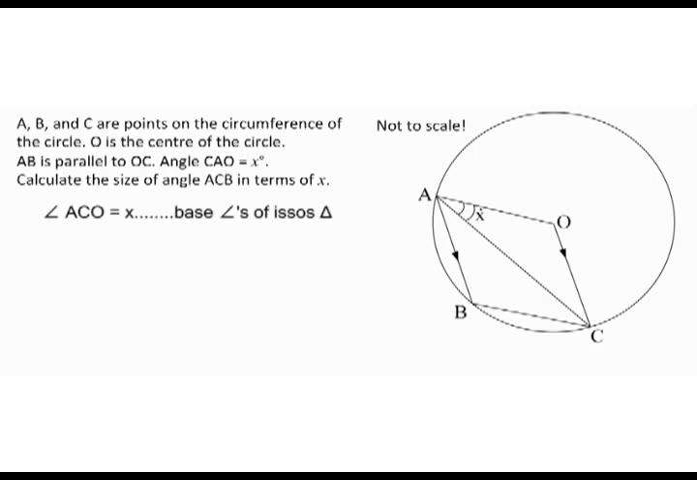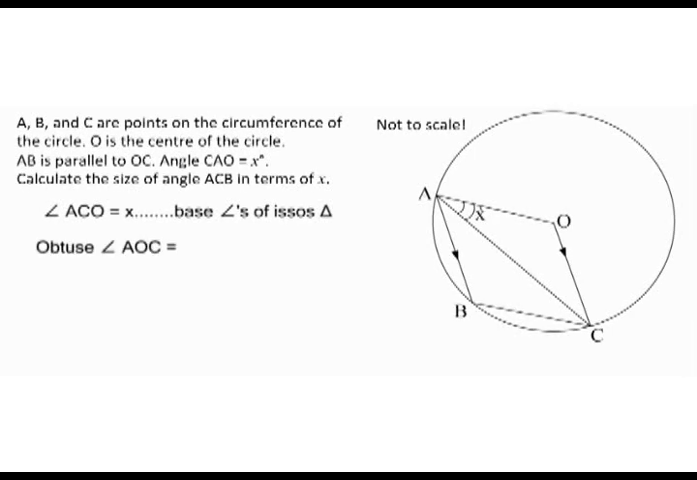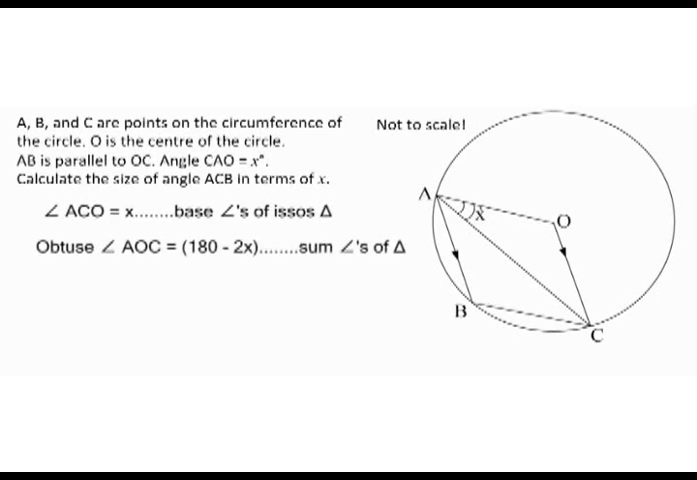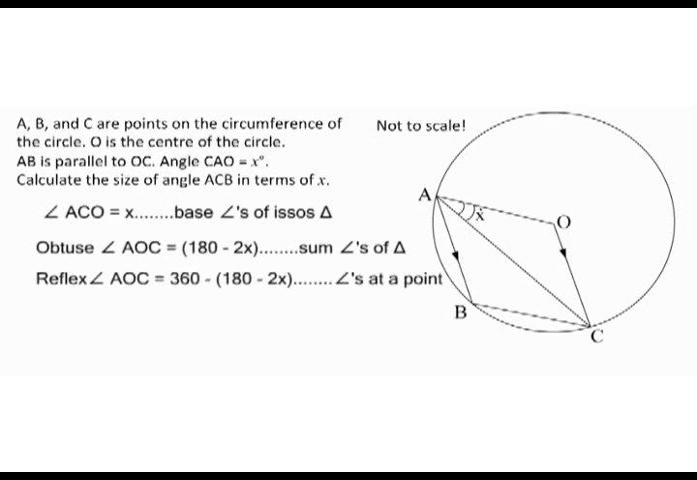Again, AOC is a triangle and the sum of interior angles add up to 180 degrees. We already have x and another x. So what is remaining is 180 minus 2x. Reason? They are the sum angles of a triangle. We can now calculate the reflex angle AOC. Angles at a point add up to 360 degrees. We already have the obtuse angle of 180 minus 2x. The remaining is 360 minus (180 minus 2x). That should give us 180 plus 2x.